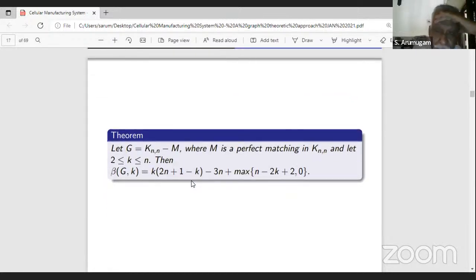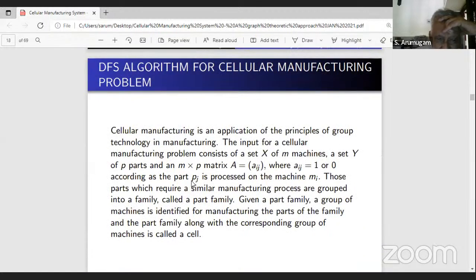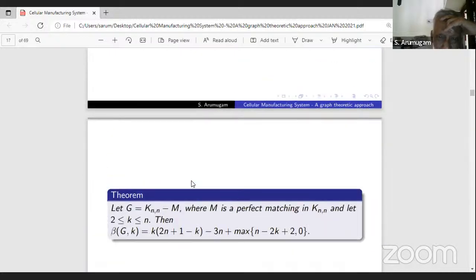For a complete bipartite graph K n comma n, you remove a perfect matching. For this graph also, I have exactly found the answer. Some formula. Okay, fine. So only this family of graphs I have found. The problem completely remains open. Okay, try to find bounds for beta g comma k.